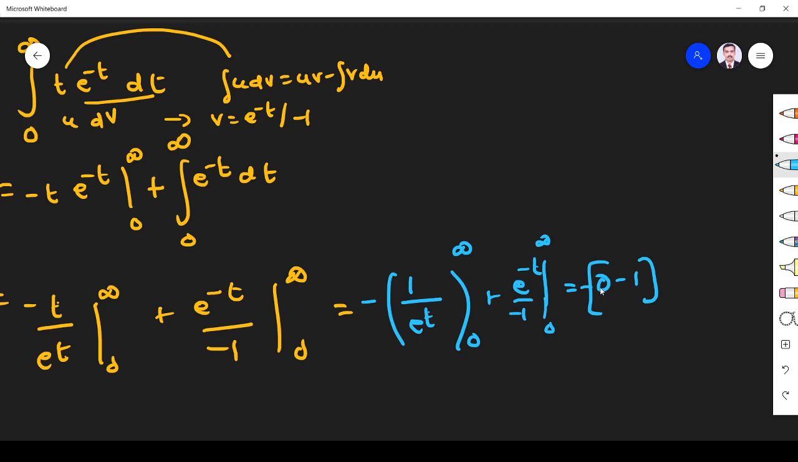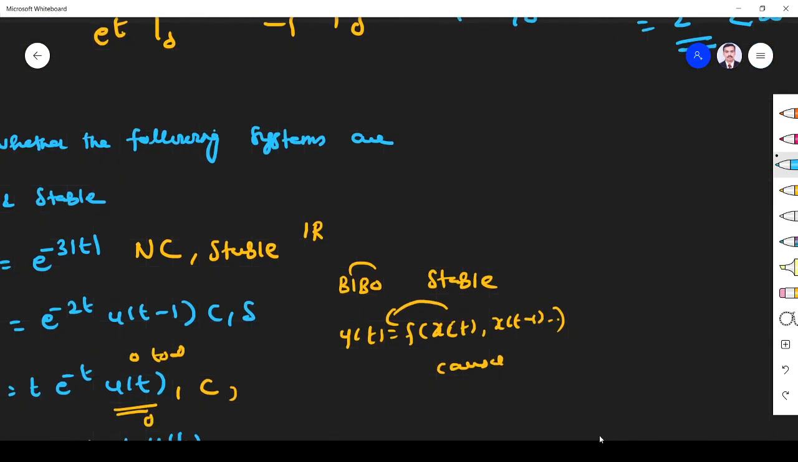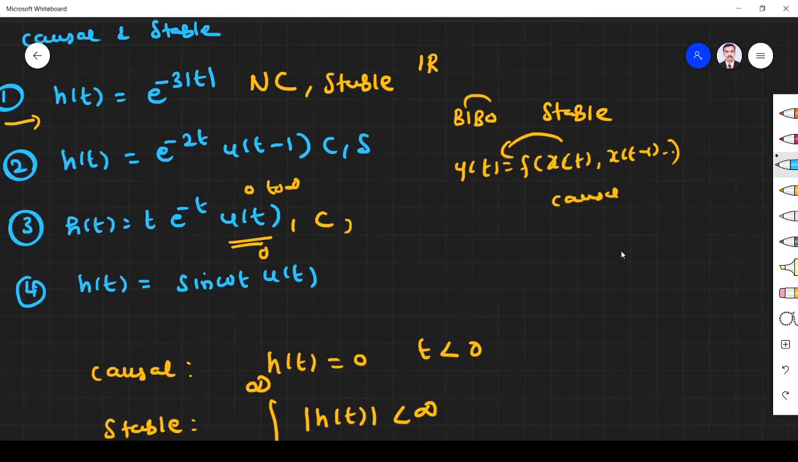Next, you substitute plus e power minus infinity, which is 0, and e power 0 is 1, so minus 1 plus 1. So what do you get? This is minus 1, minus of minus is plus 1, plus 1, which is 2, which is less than infinity. So the integration is absolutely summable, so the system is stable. We got the finite value, it is not infinite, so the system is stable.